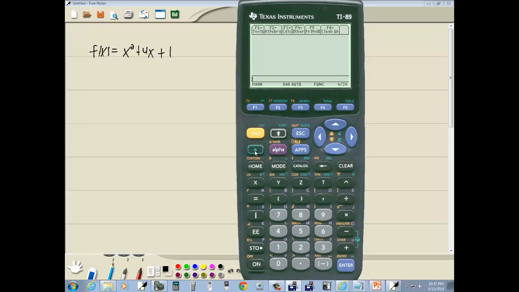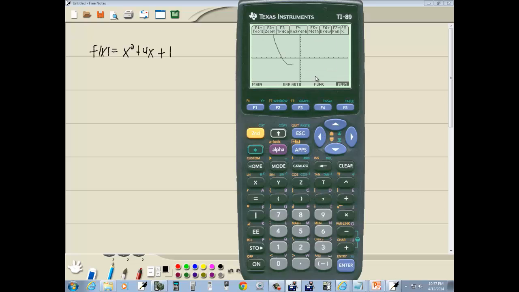Well, let's go put this in our y equals. So I do diamond F1, up arrow to y1, press clear, and then x squared, so x caret 2 plus 4x plus 1, and then enter. Okay, now I want a graph, so I do diamond F3.